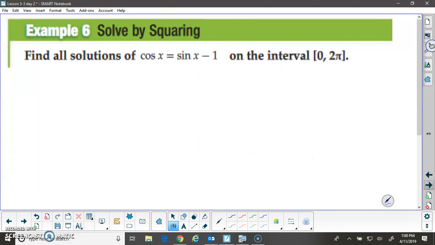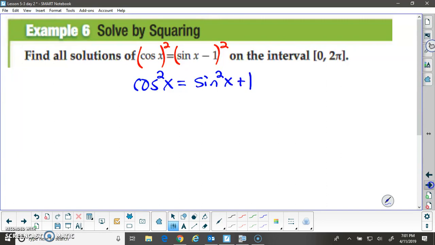Next example is very similar, but you can see that I don't have a square on either of these functions, so I can't use a Pythagorean identity. But what I'm going to do is take both sides of the equation and square both sides, and that will allow me to use a Pythagorean identity so that I can get one trig function throughout the equation. Now when I square the right-hand side, try not to make an algebra 2 mistake and write sine squared plus 1.